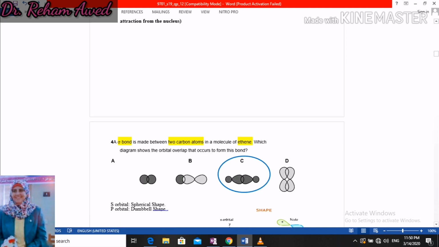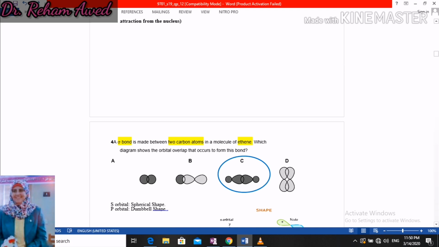Fourth question. A sigma bond is made between 2 carbon atoms in the molecule of ethene. Which diagram shows the orbital overlap that occurs to form this bond?